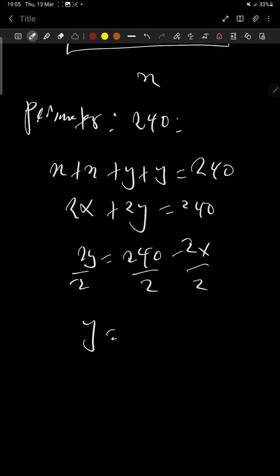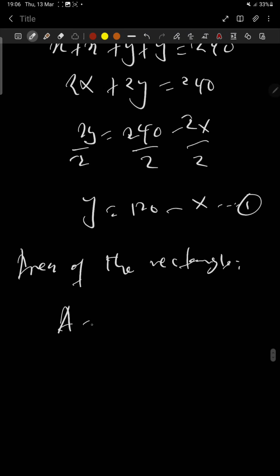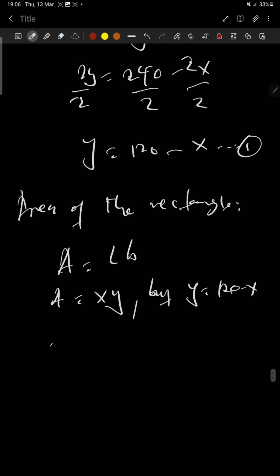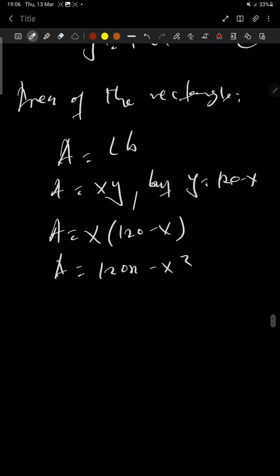Y is equal to 240 over 2, we're having 120, right? 120 minus x. This is equation 1. Then let's find the area of the rectangle. Alright, how do you find the area? Area is equal to L times B. So area will be x times y, but y is equal to 120 minus x, isn't it? So our area will be x times 120 minus x. So our area will be 120x minus x squared.